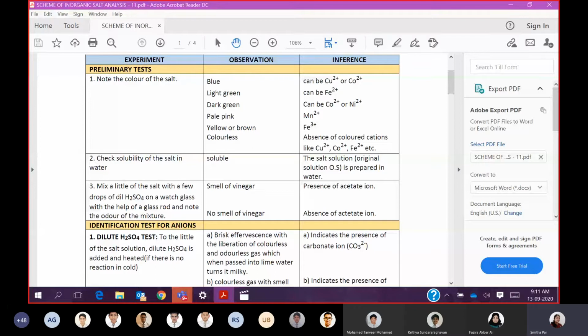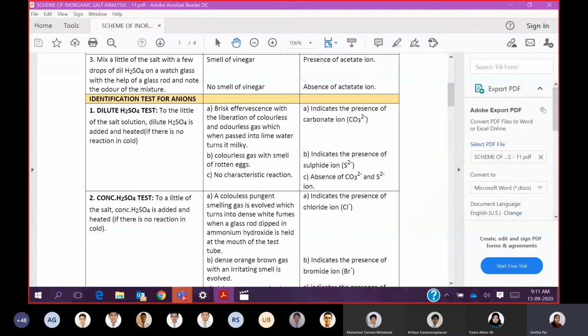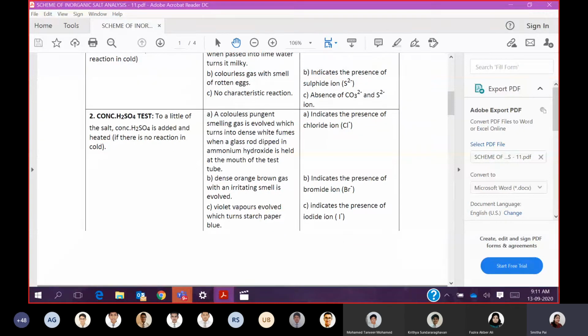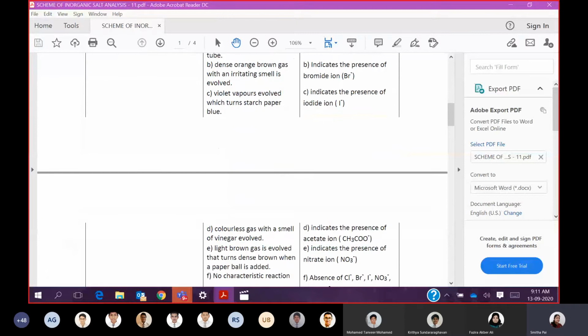A small amount of the salt was also mixed with concentrated H2SO4 and the vapors which were evolved from the test tube were wafted. So you must have observed the video in which the student is wafting the vapors. You are not supposed to smell the vapors directly. You need to waft the vapors. So that indicates the presence of acetate. Now once the acetate ion is identified, you need to move to the confirmatory test. For acetate, there are two confirmatory tests.